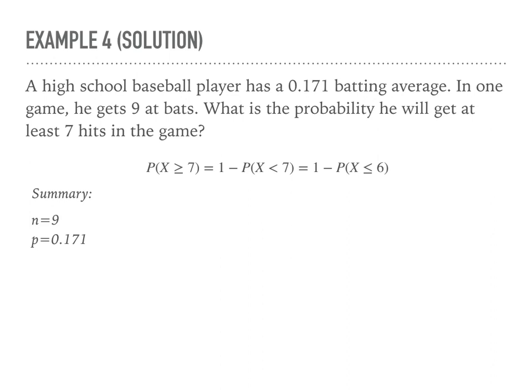So using our complement rule, we end up with 1 minus the probability of x is less than or equal to 6. Using our calculator again, we get the probability x is greater than or equal to 7 is equal to 0.0001, which rounded to 3 decimal places is 0.